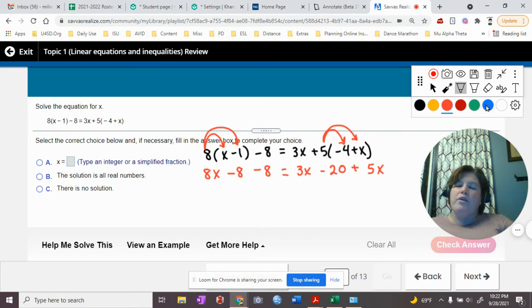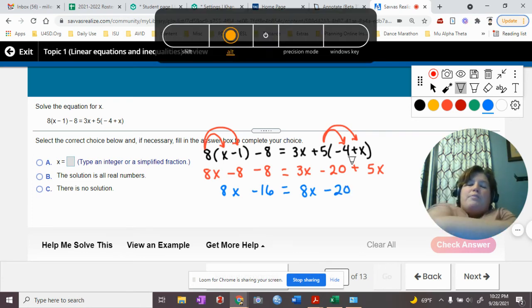And now we're going to go through and combine our like terms. So on the left, we have negative 8 and negative 8. And if I combine those, I get negative 16. So 8x minus 16 equals. On the right side, I have 3x and 5x, which adds up to 8x. And then I have my minus 20.